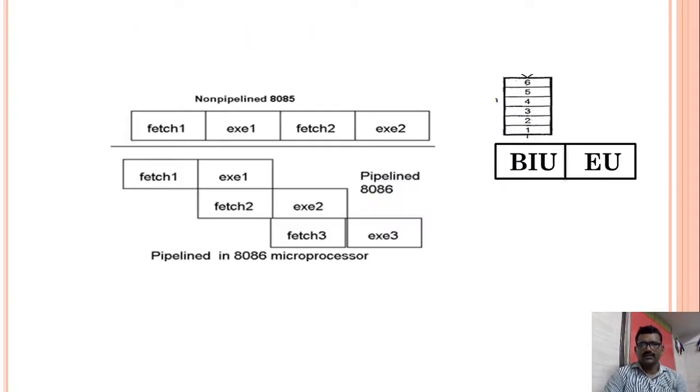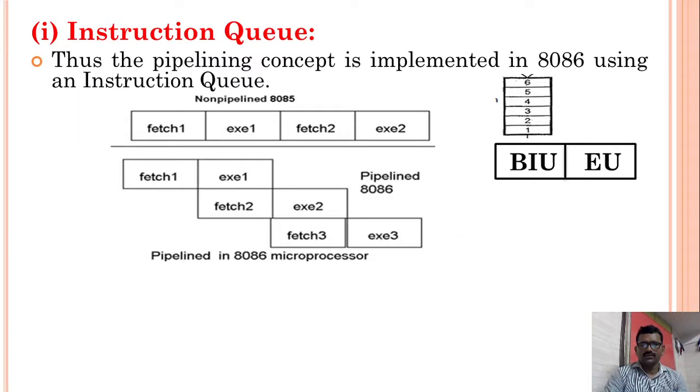So here we can see the non-pipelined architecture of 8085 and the pipelined architecture of 8086. The new feature in 8086 helps to perform parallel processing, right? The pipelining concept is implemented in 8086 using an instruction queue. This queue is in the bus interface unit.